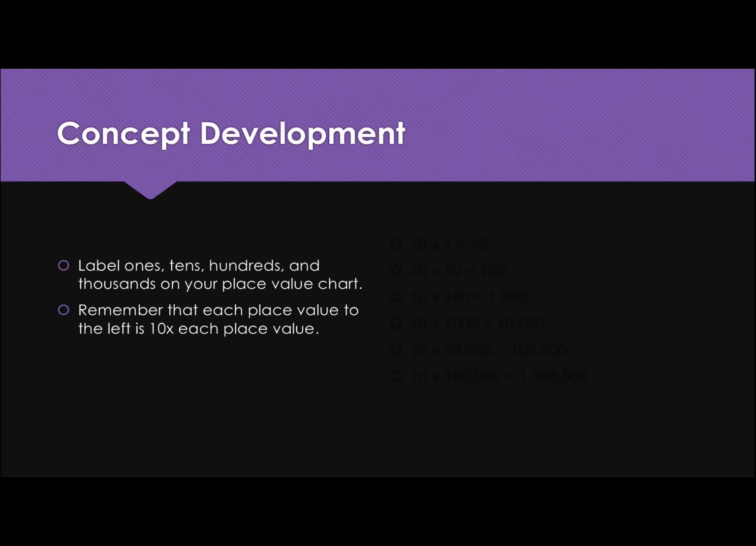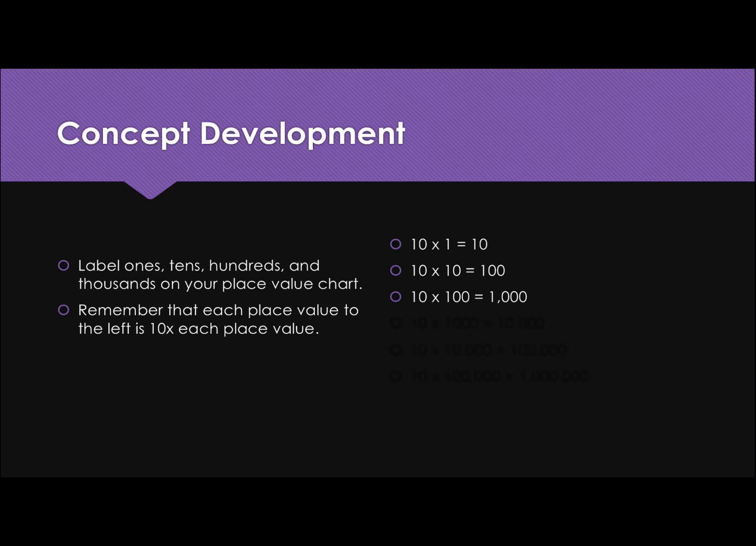On your template that you got out of your book, the Lesson 2 template, go ahead and label your place value to the ones, tens, hundreds, and thousands place. Remembering that each place value to the left is 10 times the place value to the right. So an easy shortcut would be 10 times 1 will equal 10. 10 times 10 is 100. 10 times 100 is 1,000, and that's where we've pretty much been up to this point.